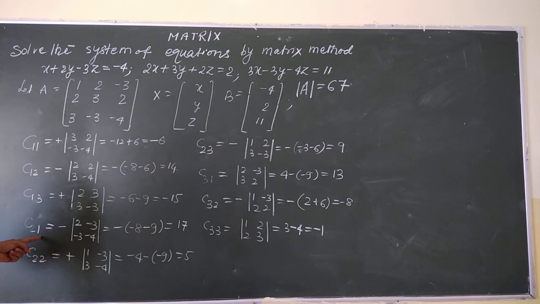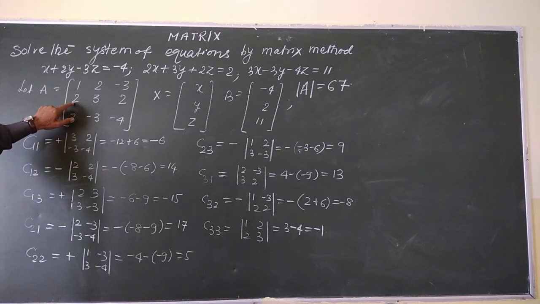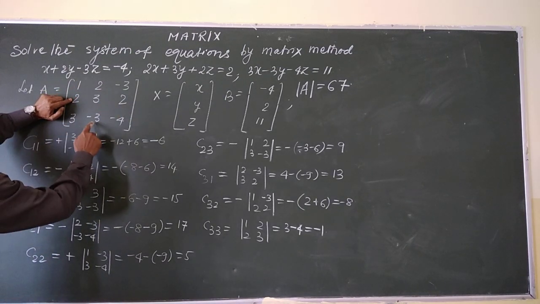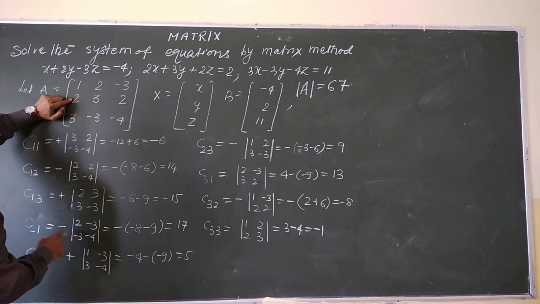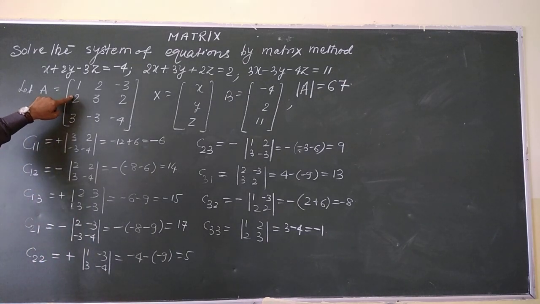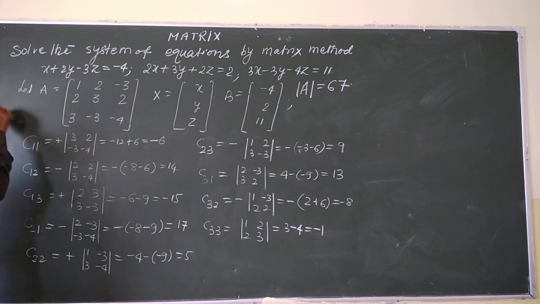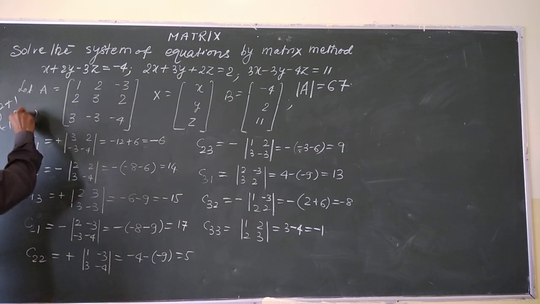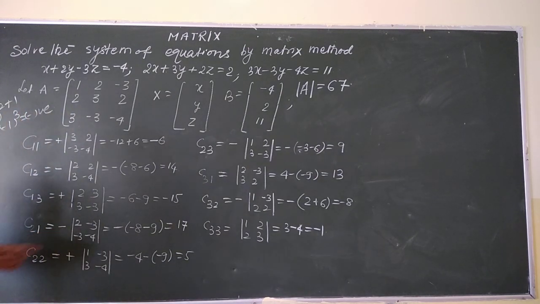C21 means cofactor of that element which lies in second row and first column. That is from this element. Close this row and this column. 2, minus 3 and 3, minus 4. And before this determinant, we have to take a negative sign because 2 lies in second row and first column. So minus 1 to the power 2 plus 1, that is minus 1 to the power 3, so it will be negative. So we have taken the negative sign.